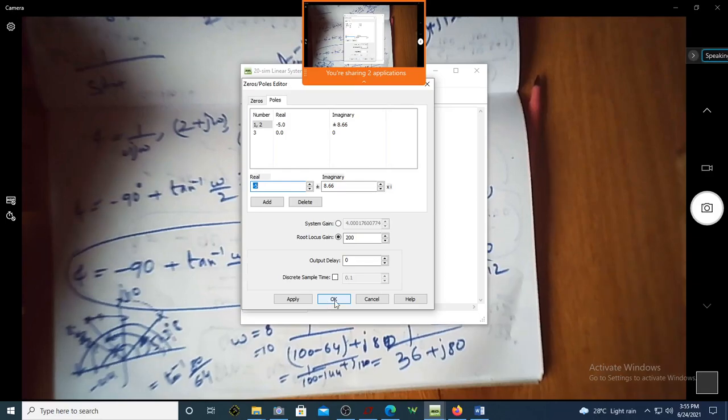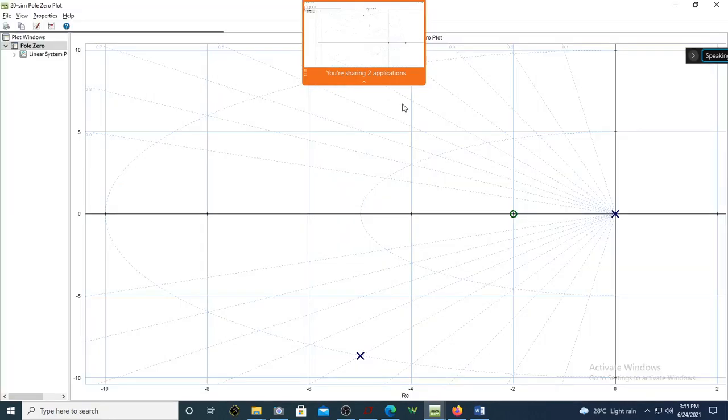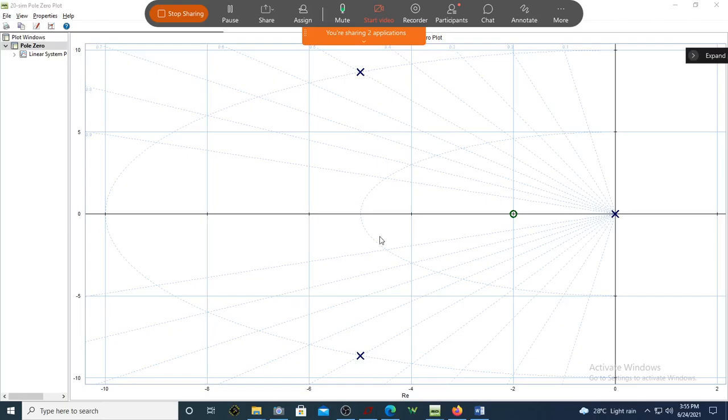Since it is small in size, let us try to find out the pole-zero positions. These are the pole-zero positions: one is at the origin, another at minus 2, and you have minus 5 plus or minus j 8.66. Looking at this, if you draw the root locus, is the system absolutely stable?